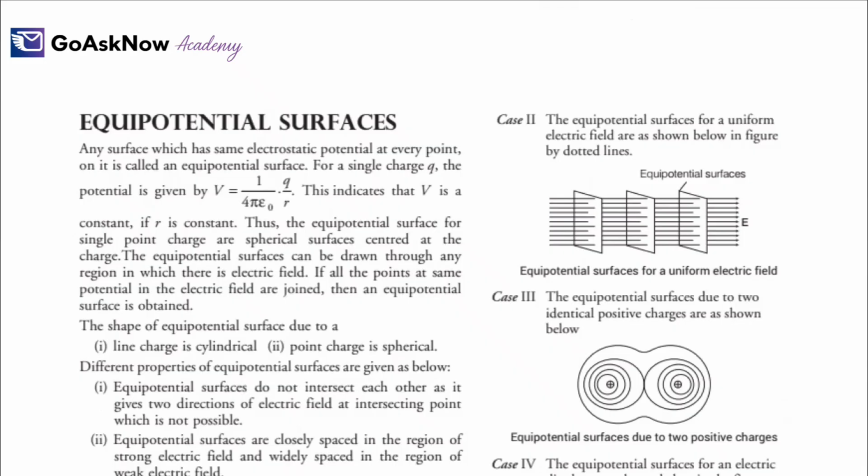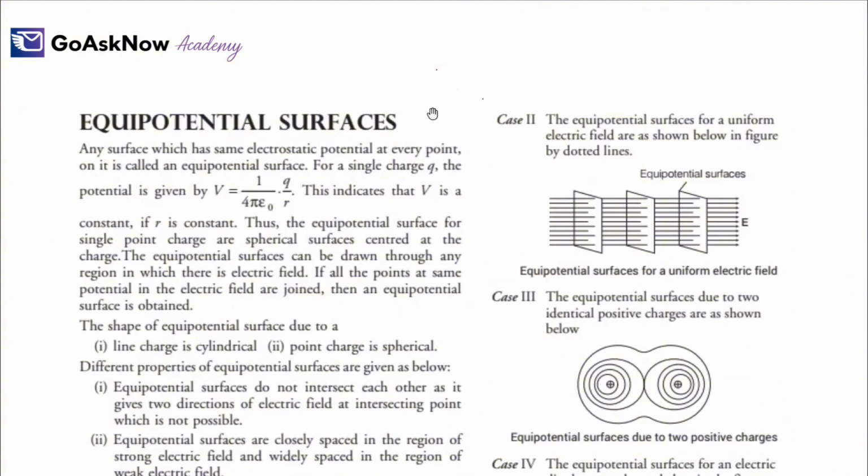So any surface which has the same electrostatic potential at every point on it is called an equipotential surface. If you have a surface here, and each point has the same potential, like P1, P1, P1, everywhere P1, then this surface is called an equipotential surface. It is a simple concept: a surface having equal potential at each point.